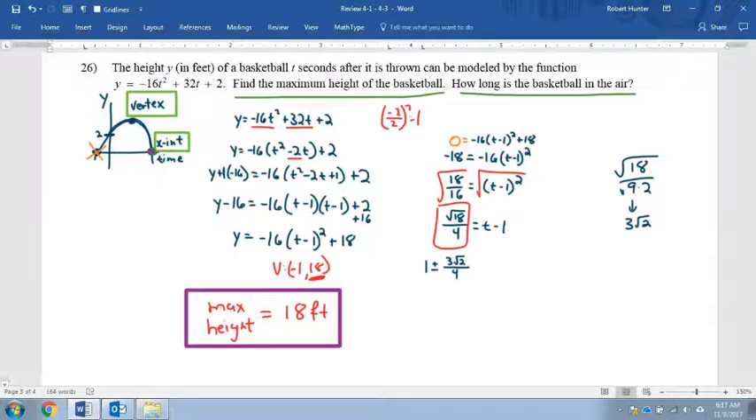That's good enough. So here we go. Again, last but not least, what do we want here? Where does it land, or how long is it in the air? We do not want the negative answer. We want the positive answer. So 1 plus 3 root 2 over 4 is going to be positive, and 1 minus that is going to be your negative answer. So my final answer is 1 plus 3 root 2 over 4. That is my answer. It's not both of them, it's just one of them.